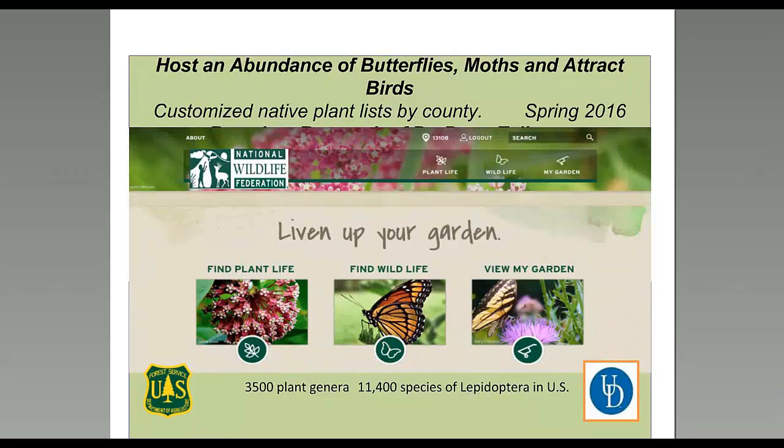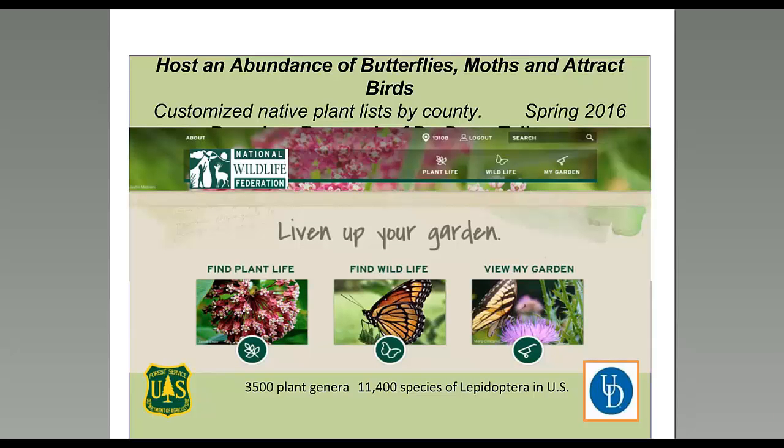This is just a real simple mock-up. But what it is going to allow gardeners to do is host an abundance of butterflies and moths, and attract birds, by providing them with customized native plant lists by county. We're hoping that will be live by spring, and people will be able to put in the types of butterflies and moths they're interested in, that are native to their area, and it will give them a plant list of the top 10 or 20 woody and herbaceous species to actually plant to increase those numbers. So the chickadee will have those 300-plus caterpillars they need to feed their young.